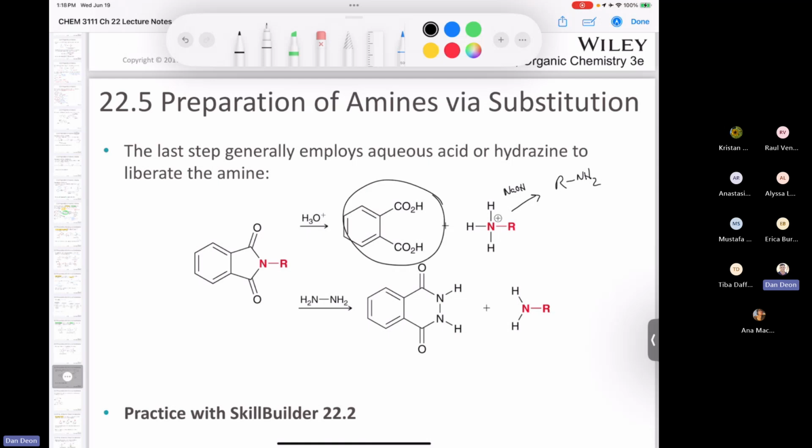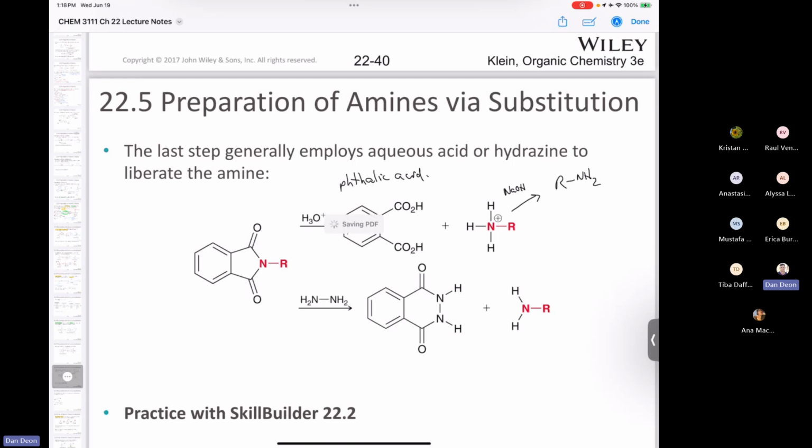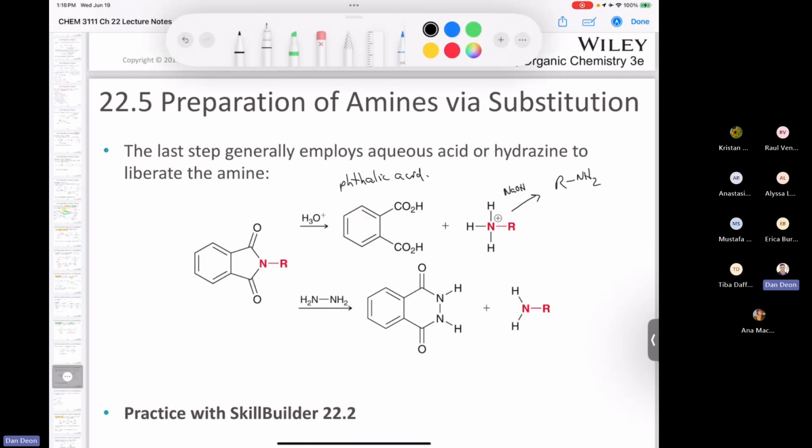You end up with this acid here. This has got a name that might be handy for you. This is called phthalic acid. So phthalic acid is just the common name of this compound, so you can see where phthalimide comes from. But anyhow, you end up with phthalic acid and the conjugate acid of the amine, and then you have to deprotonate that using sodium hydroxide. So the first one is actually a two-step procedure. Step 1, H3O plus. Step 2, sodium hydroxide.